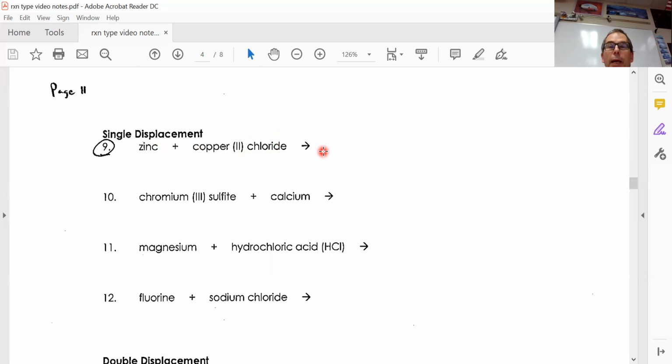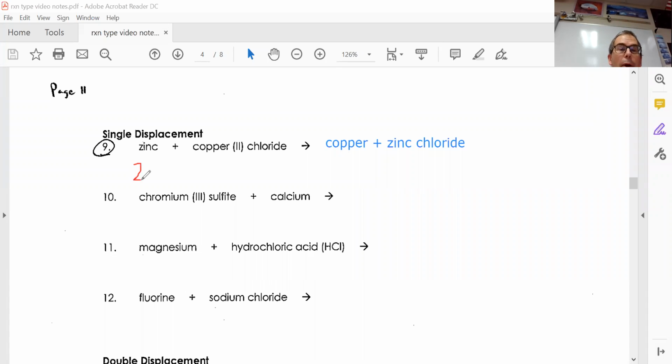Now the copper is over by itself, and then we have the zinc chloride. So I'm going to write that in here, just in words. I'm going to say that's going to form, let's see, copper, because that got kicked out, displaced or replaced, plus zinc chloride right here.